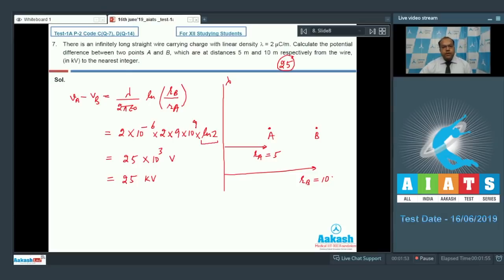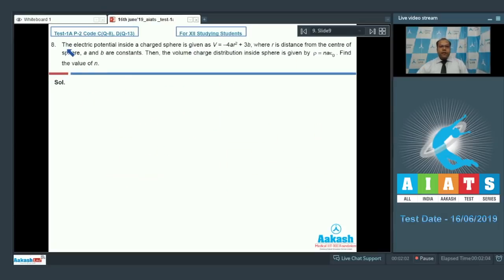Let's move to question number 8. In question number 8, the electric potential inside a charged sphere is given as V equal to minus 4AR square plus 3B, where R is the distance from the center of the sphere and A and B are constants. Then the volume charge distribution inside the sphere is given by rho equal to NA epsilon naught. Find the value of N.